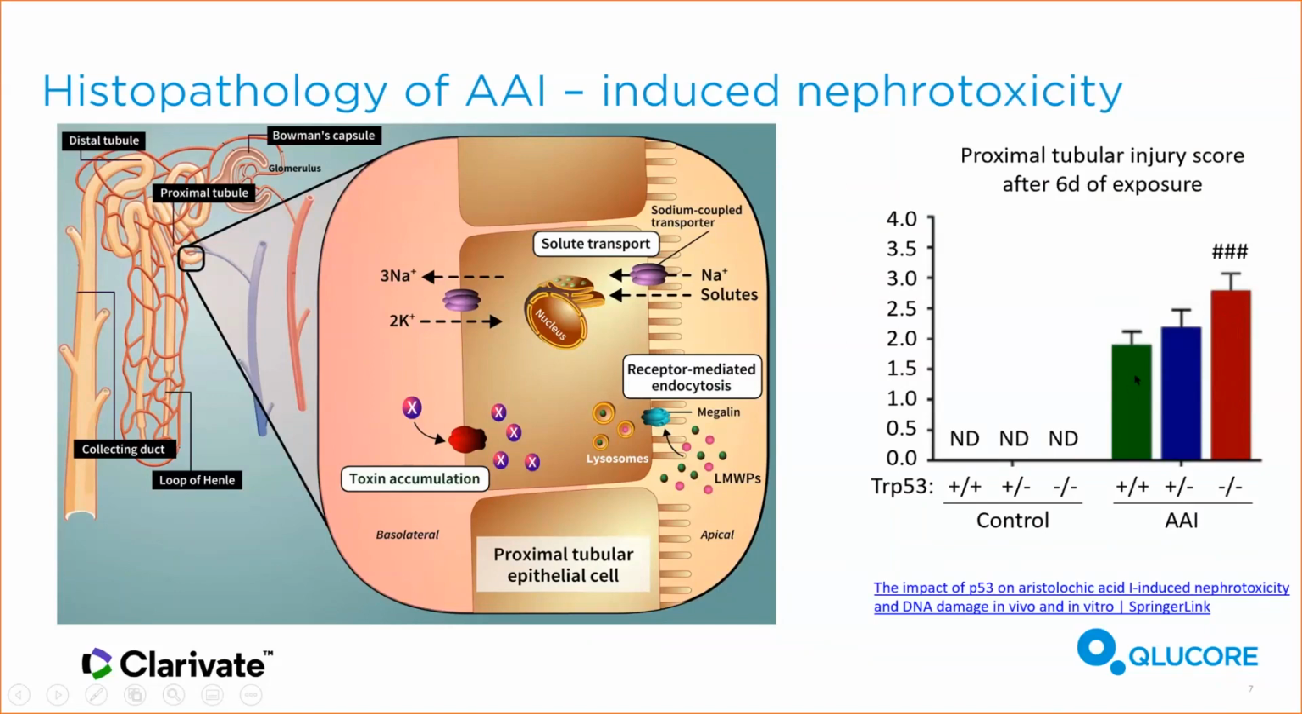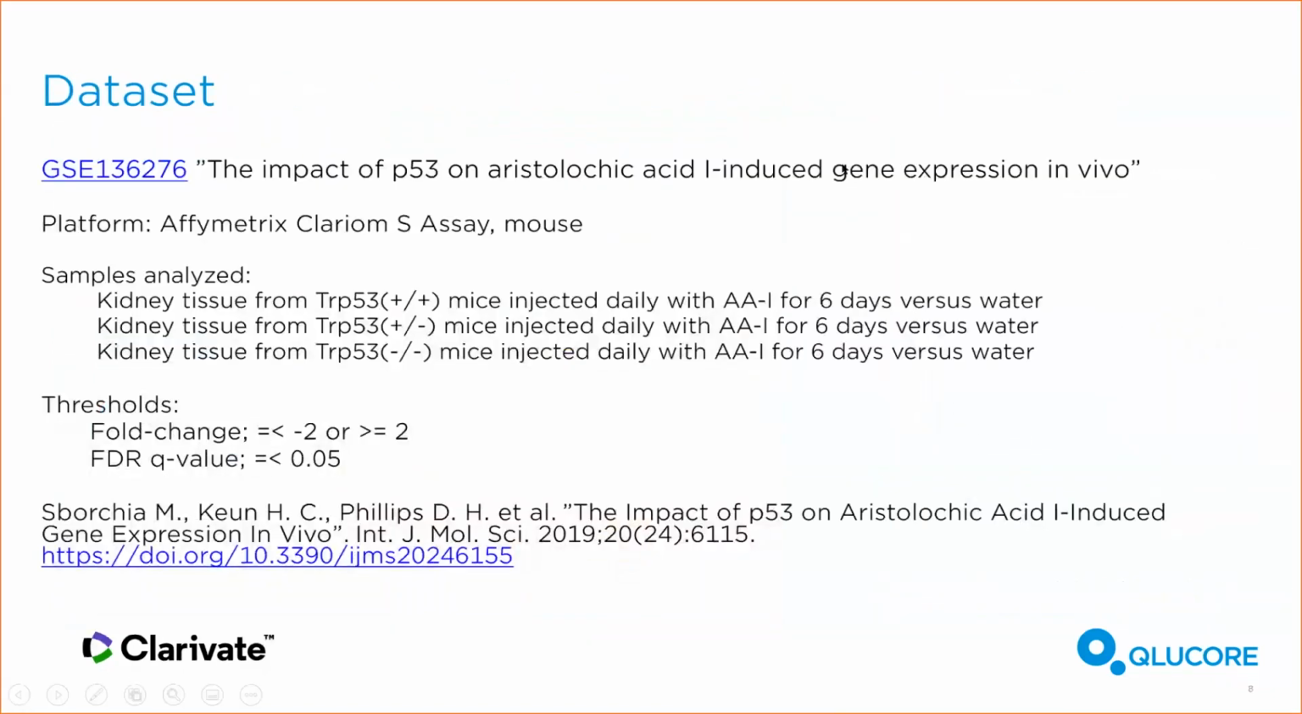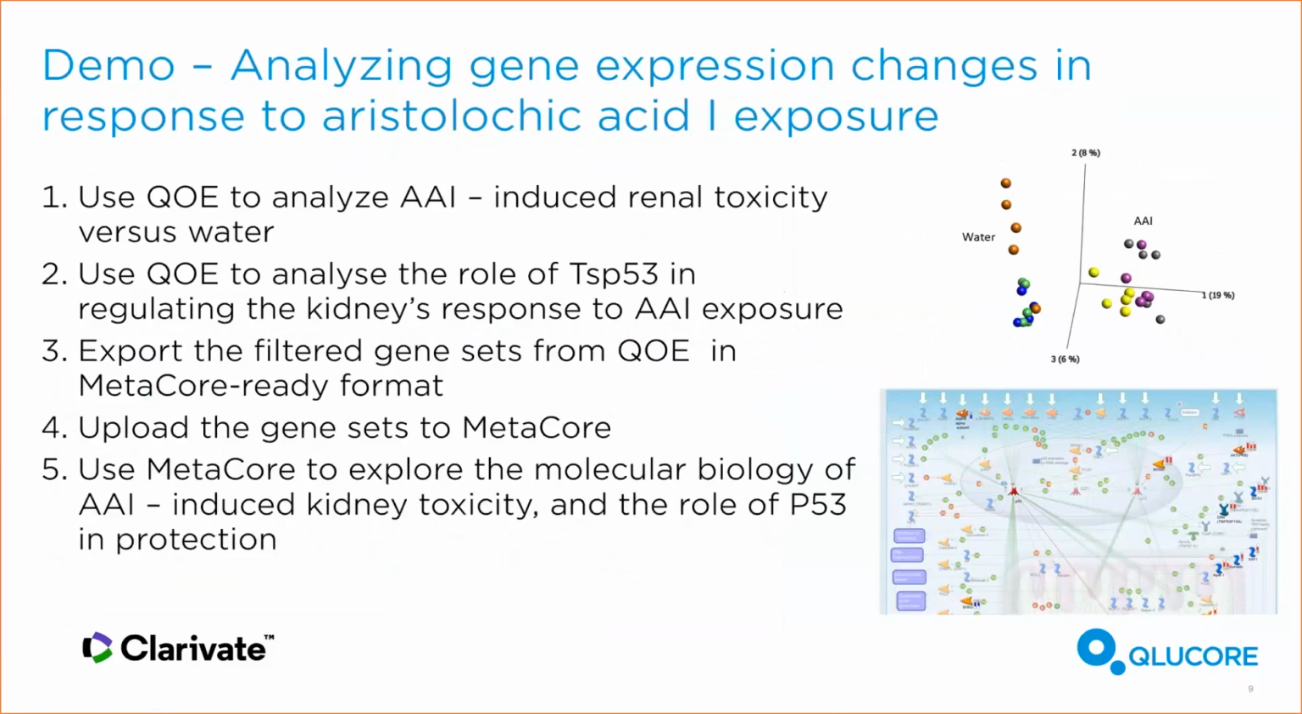some additional protection. And so what this team did then was they did omics experiment, transcript omics experiment to look at differential gene expression for water control versus aristolochic acid-induced toxicity, and then comparing the different mutation statuses of the TP53 gene in these mice. And so this shows the data set that was used. It gives details of the data set, and it's a publicly available data set on the gene expression omnibus. And in the next slide, we'll move on to the demo to show how these tools are used for this analysis. Back to you, Anne.